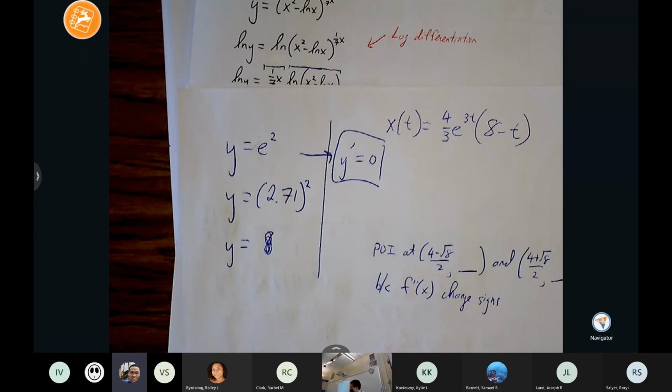Yeah, practice these problems. Practice some more of first derivative, relative max, relative min, POI. Right. I think you guys have seen enough variations for you to practice with. Okay.